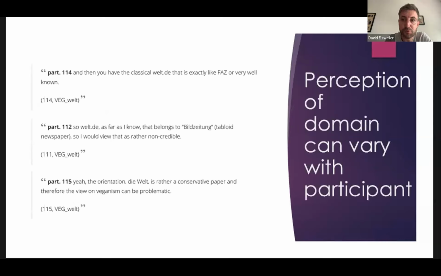However, as the following examples show, the way a domain is perceived can vary significantly across users. Participant 114 said, "And then you have the classical Welt.de. That's exactly like FAS, or well-known, so positive." Participant 112: "Welt.de. As far as I know, that belongs to Bild-Zeitung, which is a tabloid newspaper in Germany. So I would view that as rather non-credible." Or participant 115: "Yeah, Die Welt, it's a rather conservative newspaper, and therefore the view on veganism, that's a bit problematic."